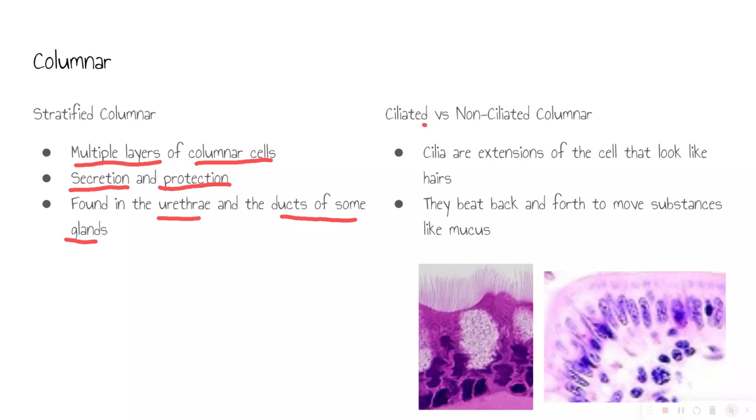Ciliated columnar epithelium and non-ciliated columnar epithelium. So cilia, remember, are those hair-like extensions. You can see them right here coming off of the cell. And their function is they're going to beat back and forth to move substances like mucus, which is why we were finding that ciliated columnar epithelium in the respiratory tract, because it's going to move mucus away from the lungs. So we can see these cilia right here, and then this columnar epithelium right here is non-ciliated. It does not have cilia on it.